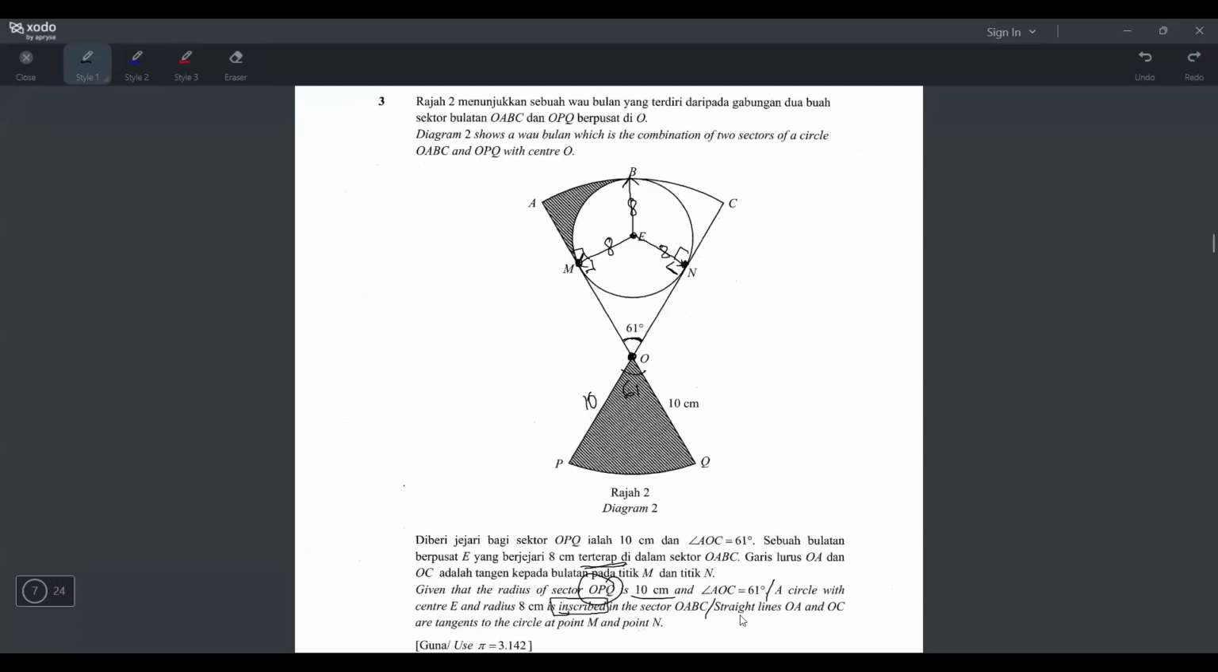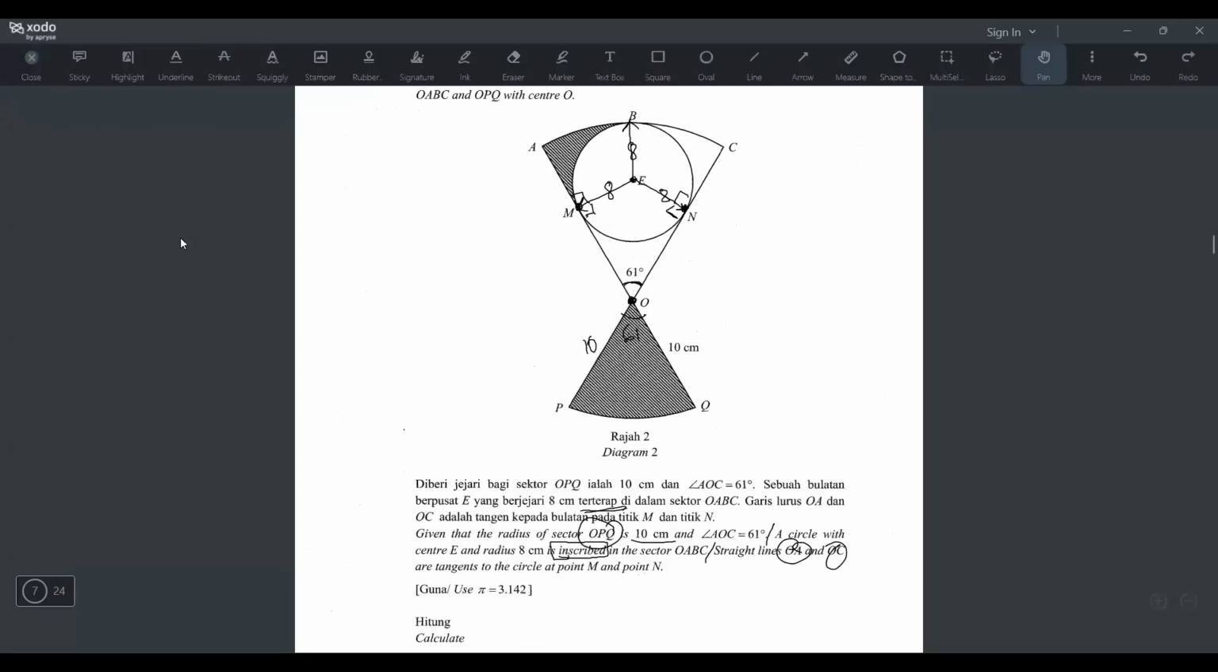Afterwards it says, straight lines OA and OC are tangent to the circle at M and N. Okay, I know it already. When they say inscribe, it means automatically it's tangent already. So this one is useless already. I already labeled the tangent 90 degrees, right? From the center, draw 90. Okay, now what it says down here.